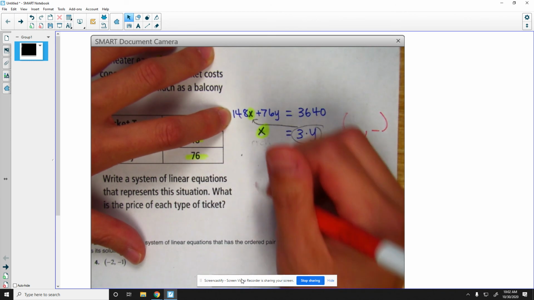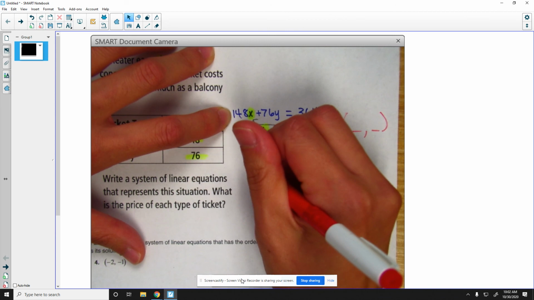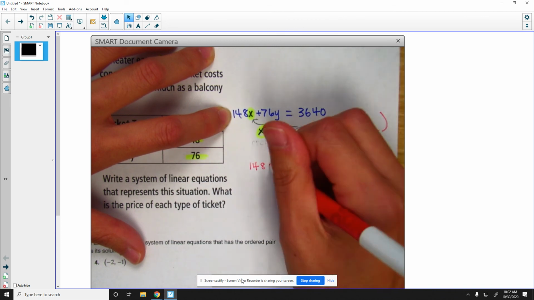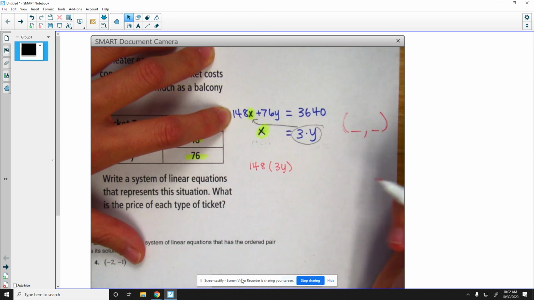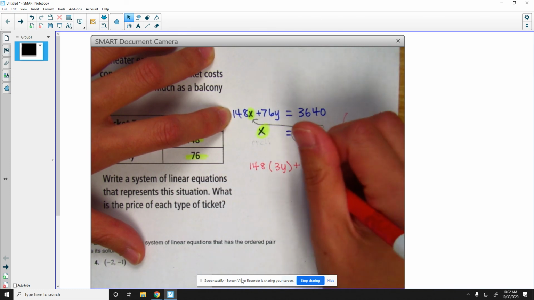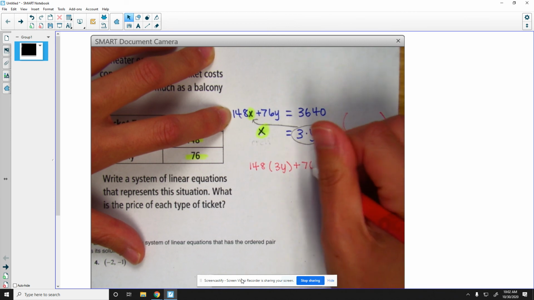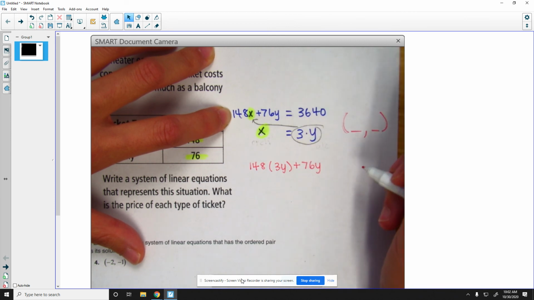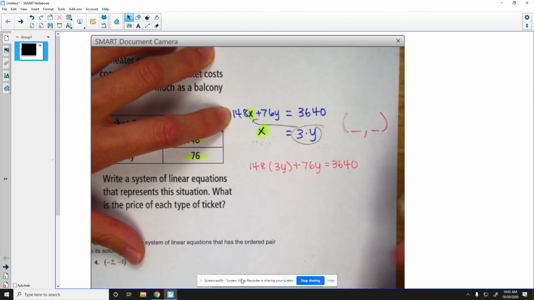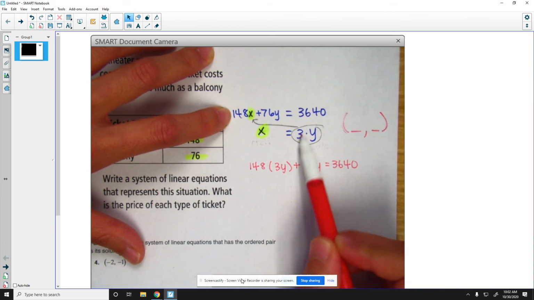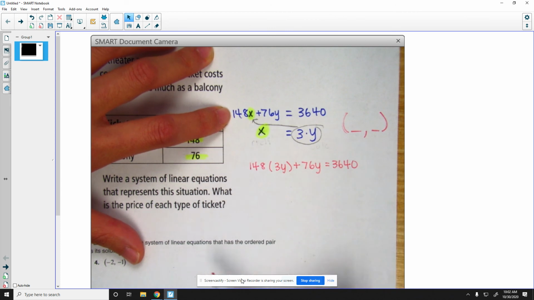Jack, go. 148 times 3Y, same thing. Then plus 76Y. Keep going. Equals 3,640. Good. So do you see what Jack did? He literally just took what X equals and plugged it in for X.